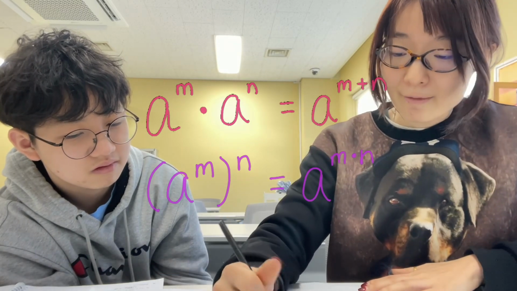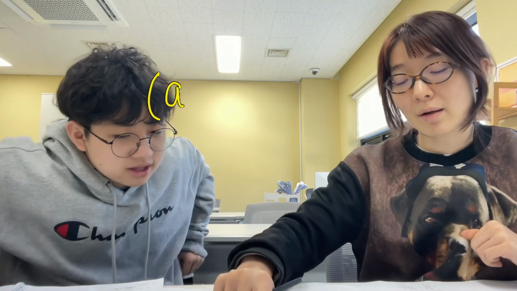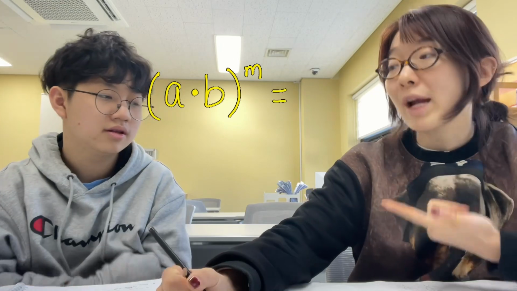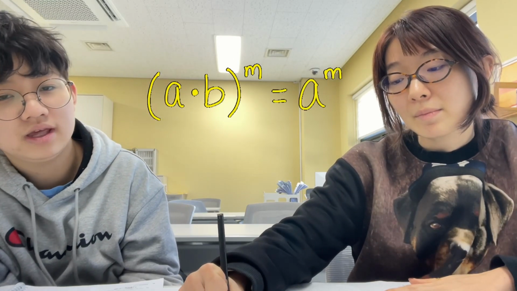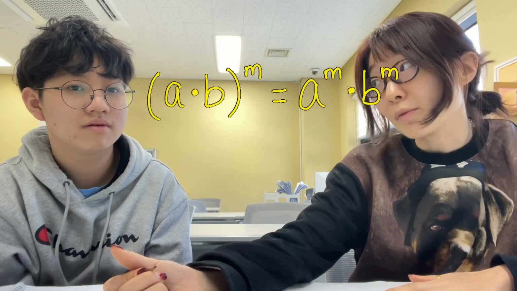And then we have a times b raised to the power of m. It is the power of the product. Yes. So what do I end up getting? A raised to the power of m times b, not bm, but b raised to the power of m.